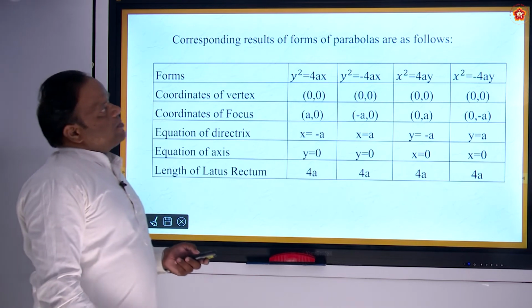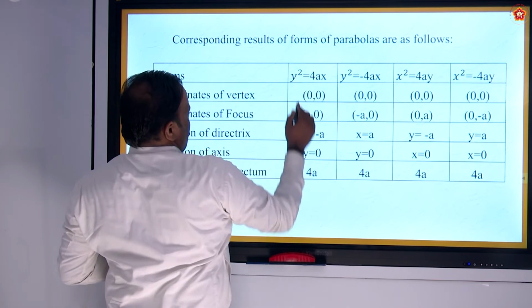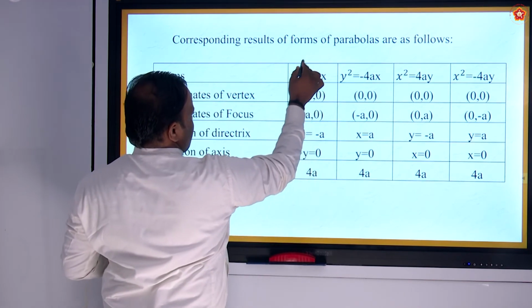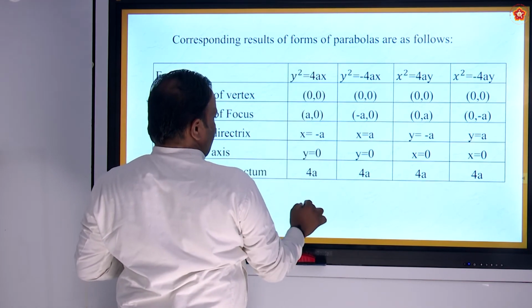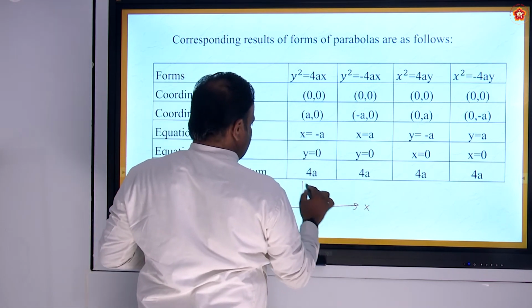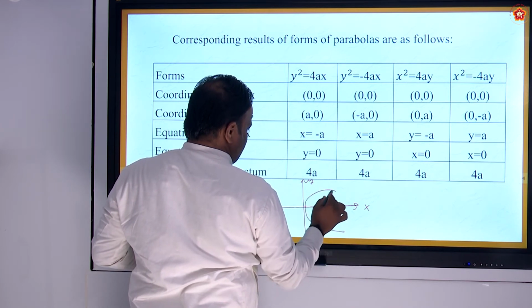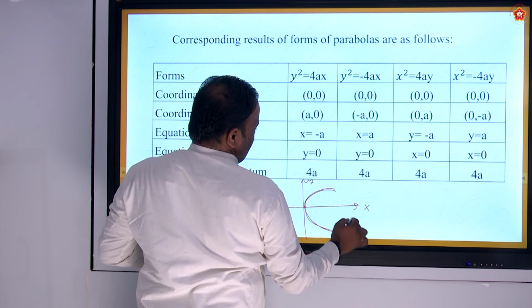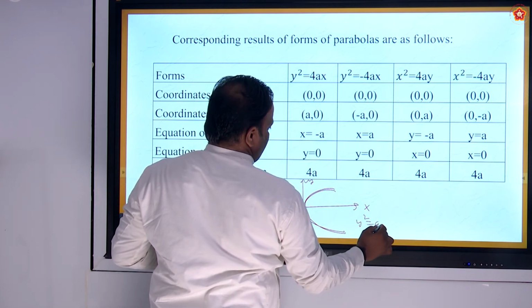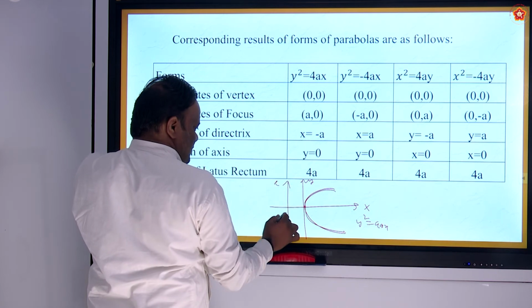Corresponding result forms of the parabolas are as follows. The first one, you observe here. I draw a small figure. This is the x axis and y axis. This is the parabola, originating from the origin. Equation of parabola is y square is equal to 4ax. This is L, where L means directrix.